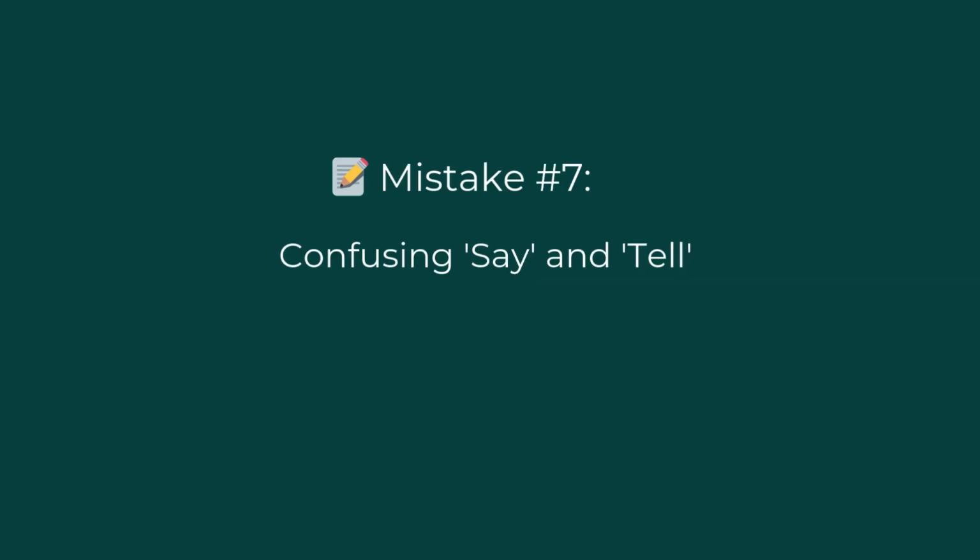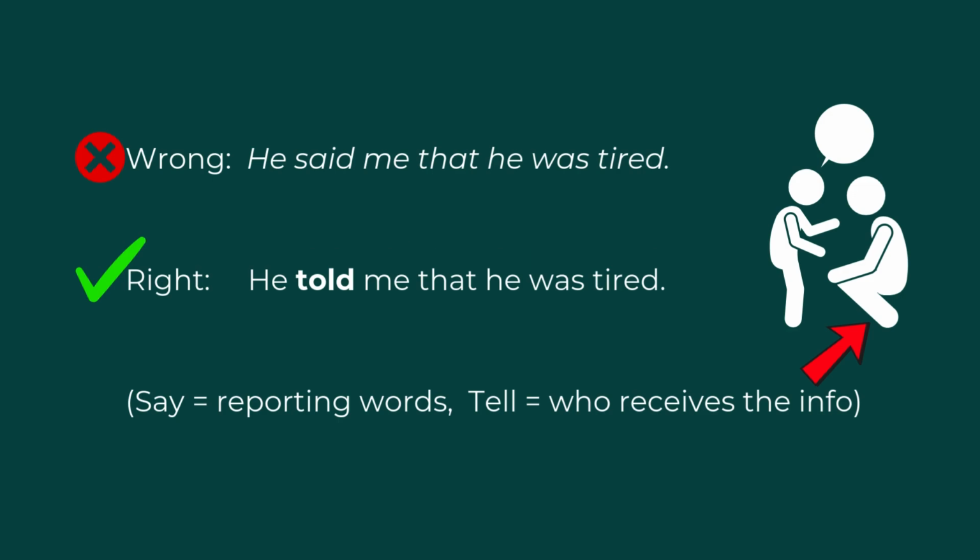Mistake 7. Confusing say and tell. Wrong: He said me that he was tired. Right: He told me that he was tired. Say is reporting words. Tell is who receives the info. So the correct way is, he told me that he was tired.